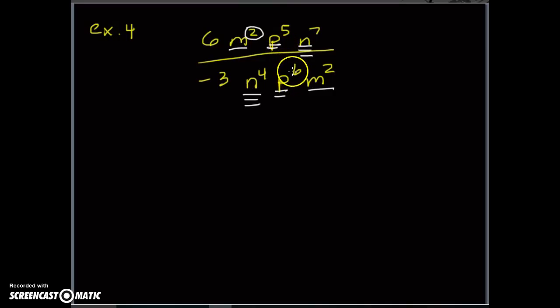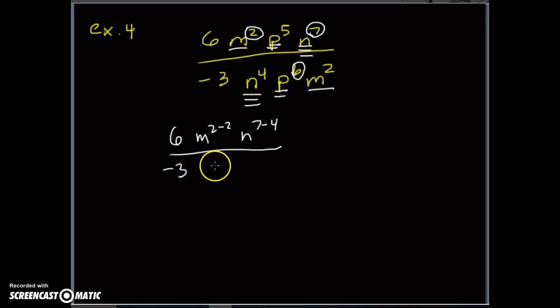5 and 6, 6 is larger. 7 and 4, 7 is larger. So I can rewrite this as 6 m to the 2 minus 2 and n to the 7 minus 4 over negative 3 p to the 6 minus 5. I can simplify my subtraction. m to the 2 minus 2 is 0. n to the 7 minus 4 is 3, over negative 3. p to the 6 minus 5 is 1.